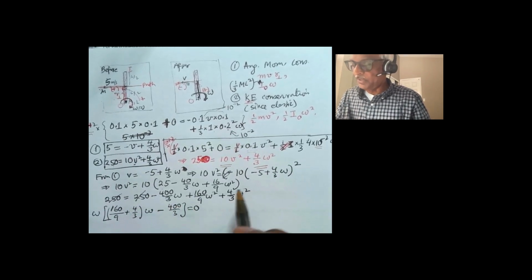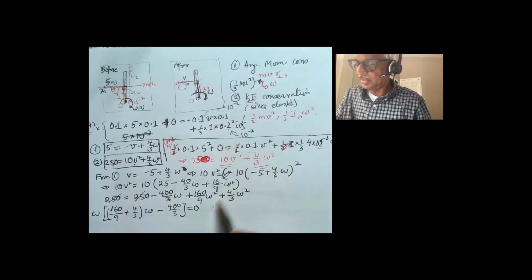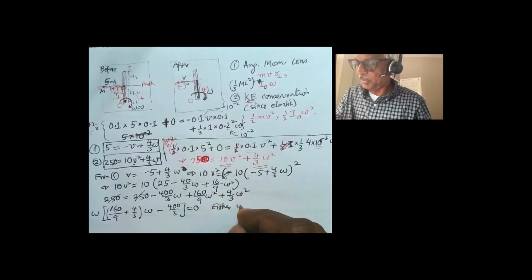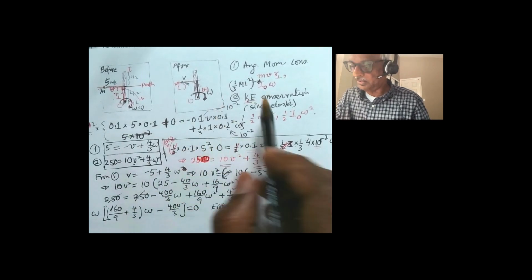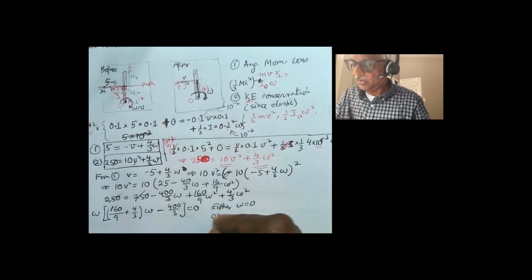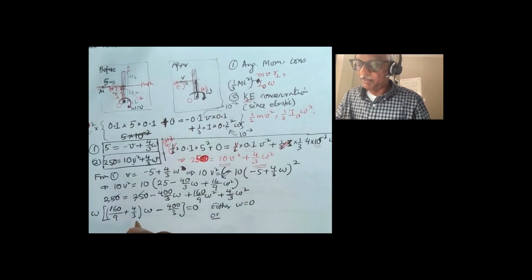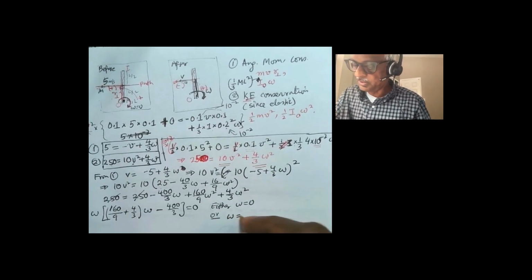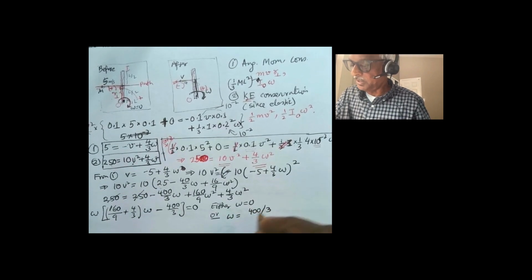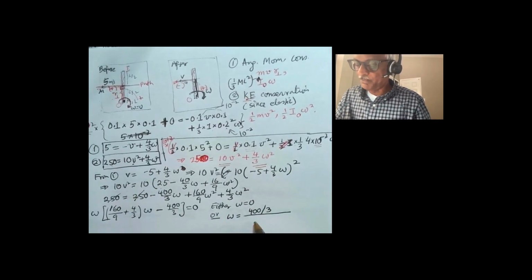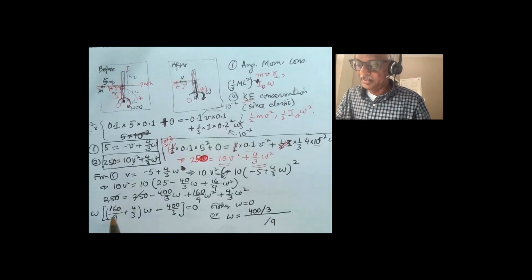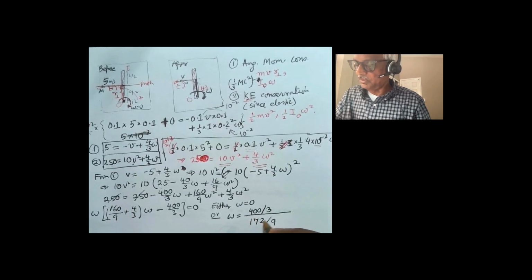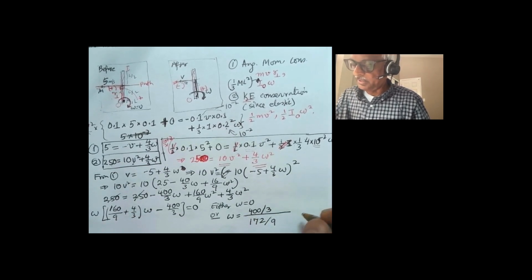So there are two situations. Either omega equals 0, which is not the case, it's going to rotate, or omega is this divided by that. So our omega equals 400 over 3, where you can see if you make it over 9, 160 plus 12 is 172 over 9, and we need to simplify it.